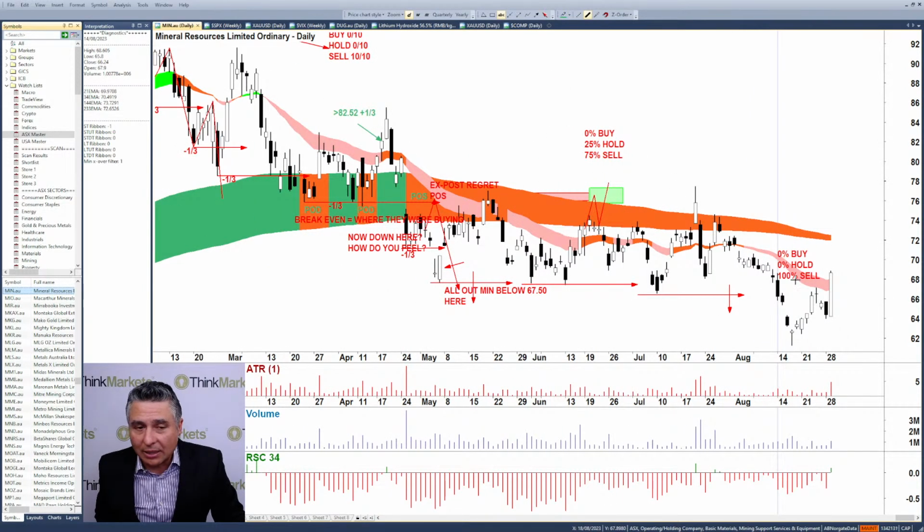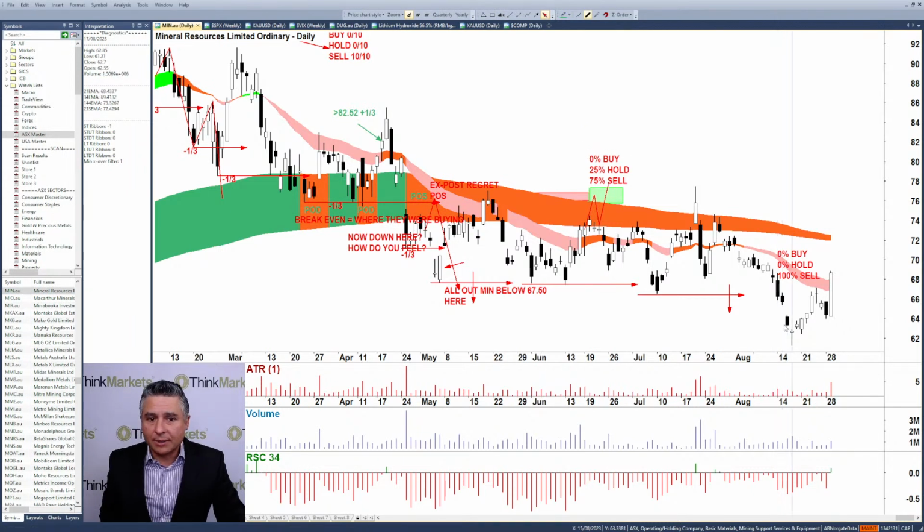I went 100% sell last time. I was neutral through here. Fair enough. You can see how it's changed. 0% buy, 25% hold, 75% sell. I think that was vindicated. That's when I typed it around there, and the last time I looked at it, probably around here. Okay, what am I doing now? I think it's just a hold. It's a hold again. I don't think you would sell it.